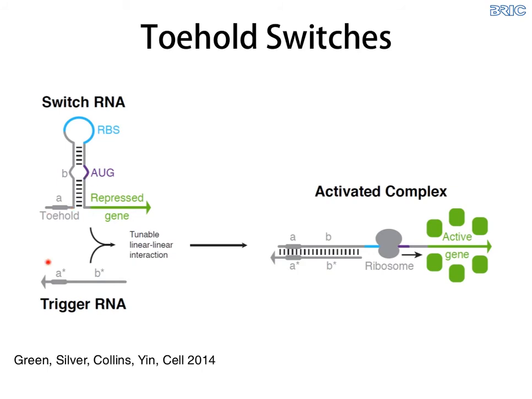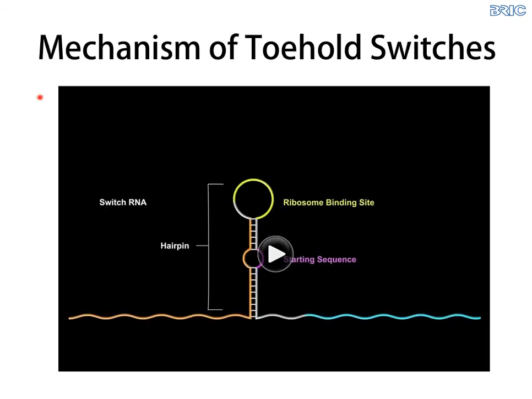So you can see that the trigger RNA has a binding sequence here, but then there's no color, which means that there's no sequence constraint. So now you can design many devices without worrying about the sequence constraints. So let's look at the mechanism of the Toehold switch through a short video. So let me play it here.